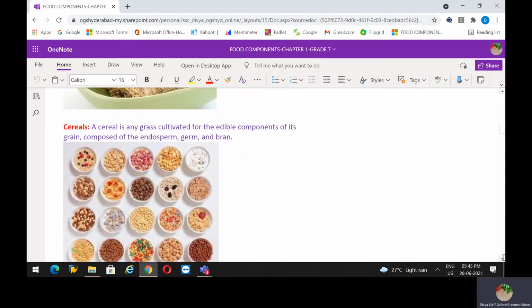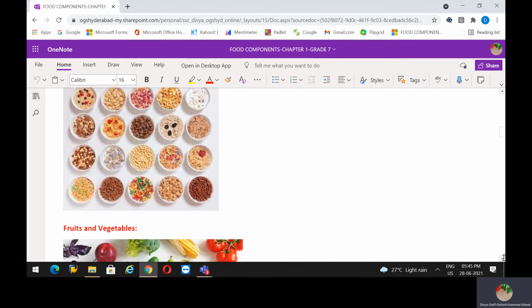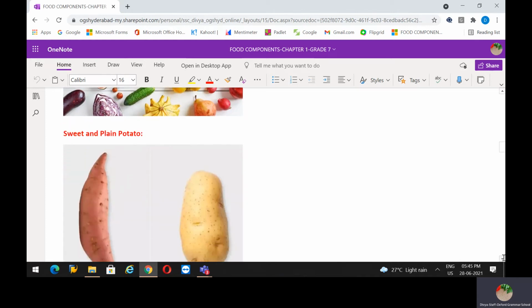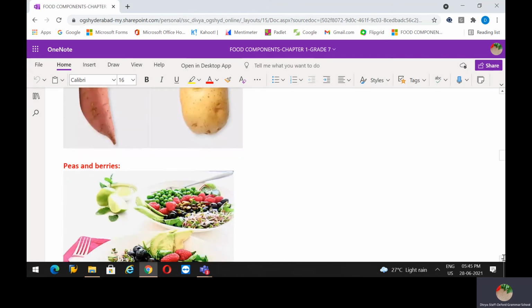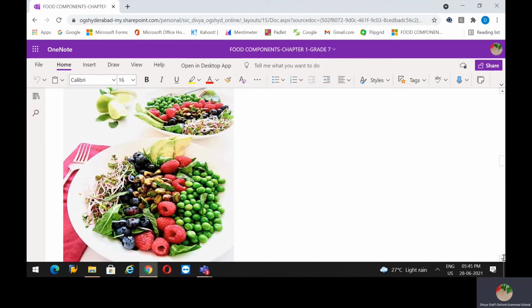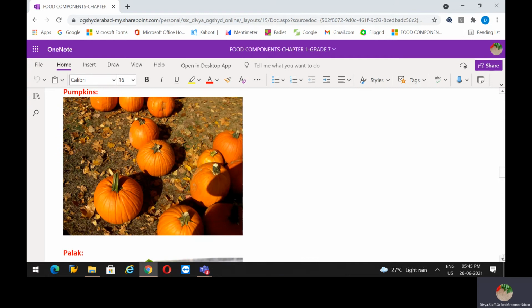And cereals, okay, you have Kellogg's and many different cereals, right? They are also very good sources of roughages. And fruits and vegetables, see, all your favorite fruits and vegetables are also good sources of roughages. And sweet potato and plain potato, both are good sources of dietary fibers. And peas and berries, your favorite berries and peas. Okay, next, pumpkins are also good roughages.